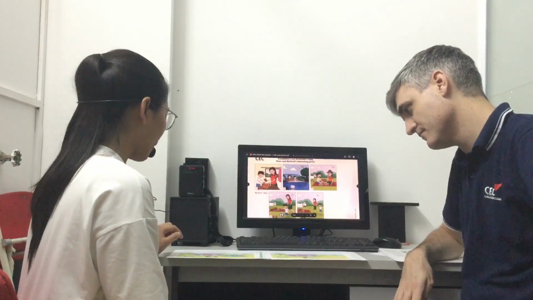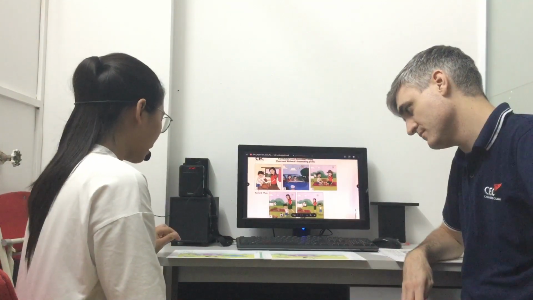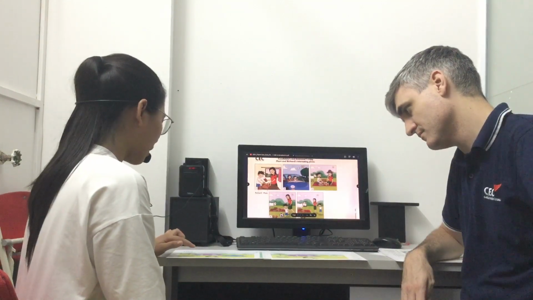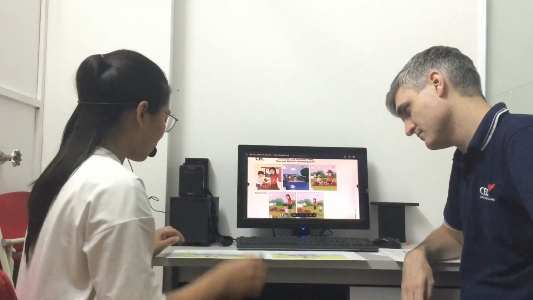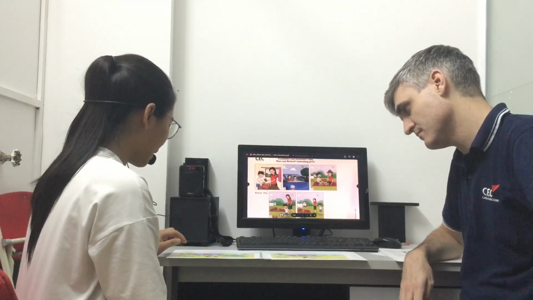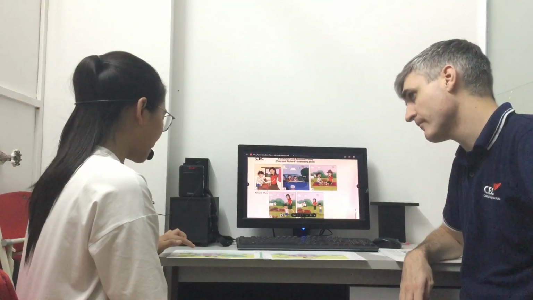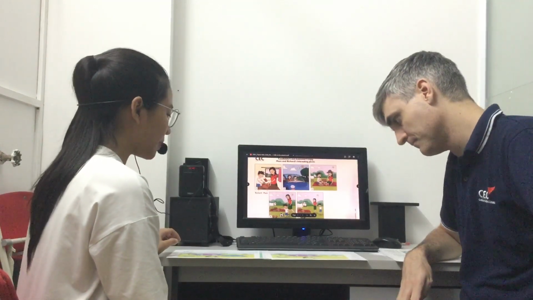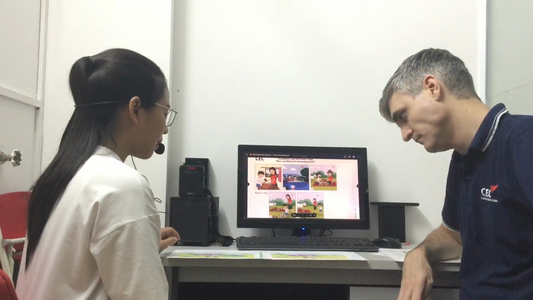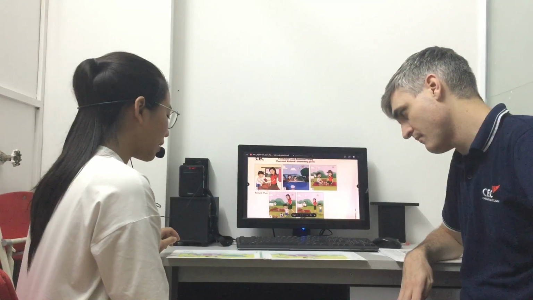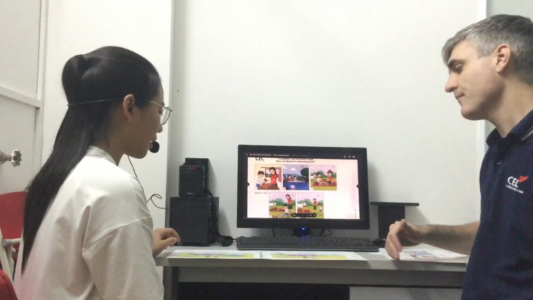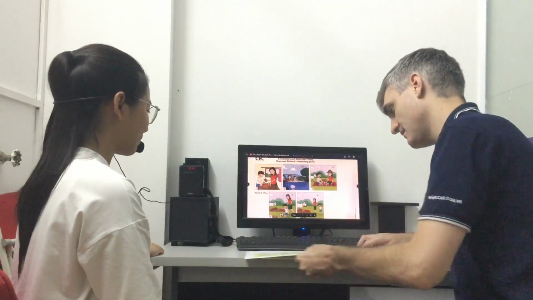Good. In picture A, the boy is playing football with his baby sister. But in picture B, the boy is playing football with his baby brother. Good, excellent stuff. Okay, so let's take those away.